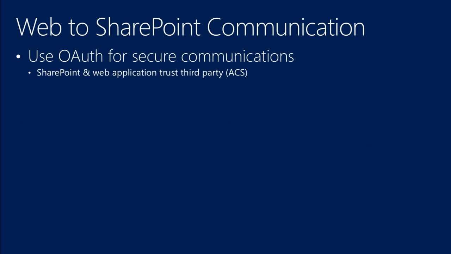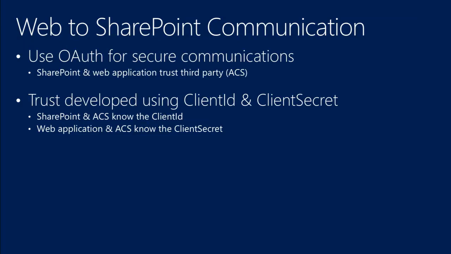But the idea is that we're using an open standard, OAuth, for our web communications. And basically, the SharePoint site and your web project have a shared trusted third-party provider. Actually, it's Microsoft Windows Azure's Access Control Services that mediates that trust. The way it does it is by developing a trust through a client ID and a client secret. So both SharePoint and ACS know the client ID, and the web project and ACS know the client secret. And when you put them all together, that is what allows that trust to be established.